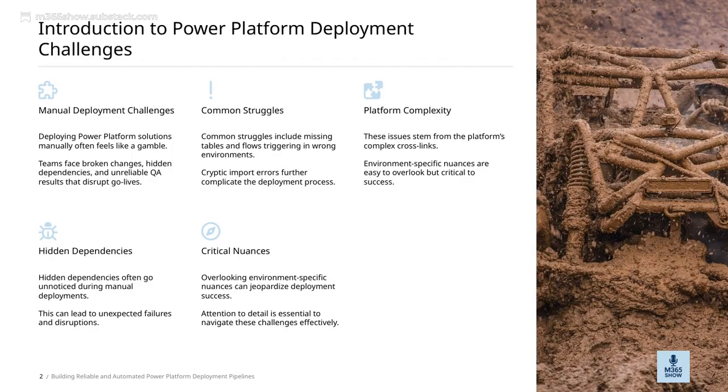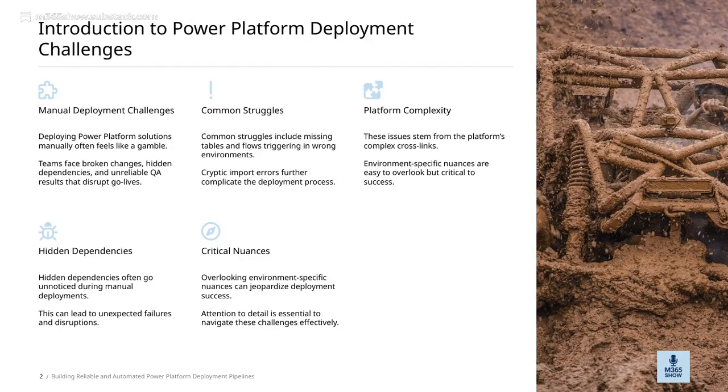Another tricky aspect is hidden dependencies. During manual deployments, these dependencies often go unnoticed. And when they do, they can lead to unexpected failures or disruptions, which are tough to troubleshoot. The root of these issues often comes from the platform's complex network of crosslinks, making it easy to overlook critical connections. Environment-specific nuances are especially easy to miss, but they're vital for a smooth deployment. Ignoring them can cause serious problems, so understanding and managing these details is key.